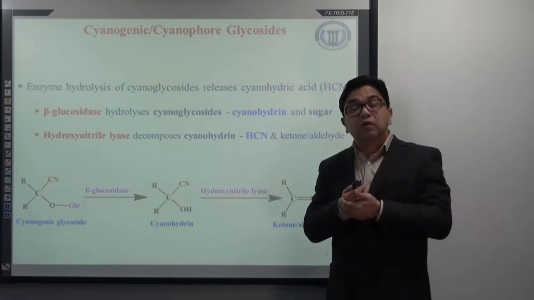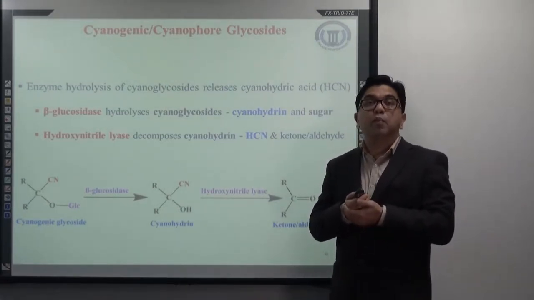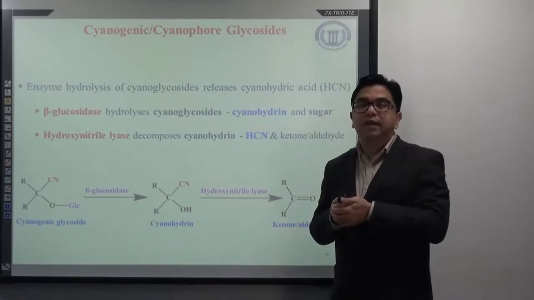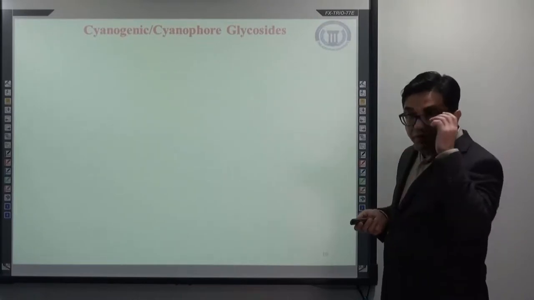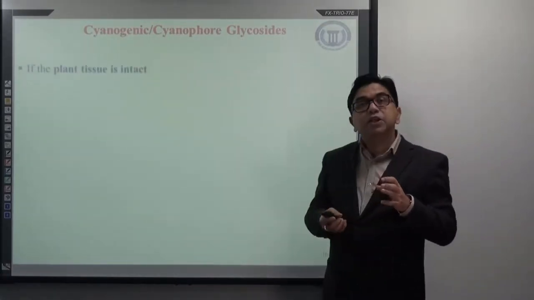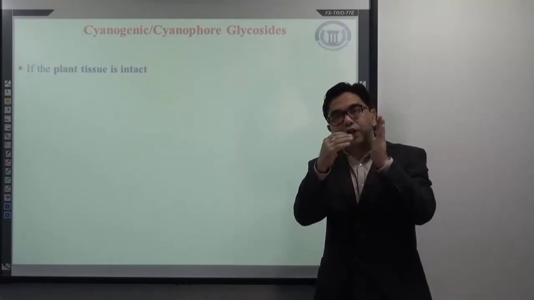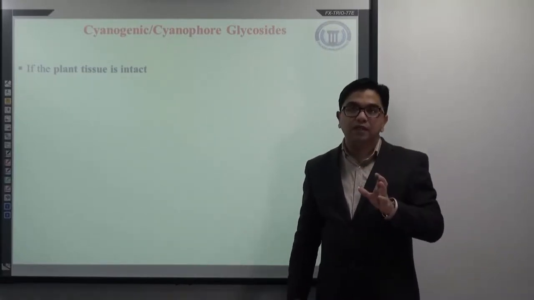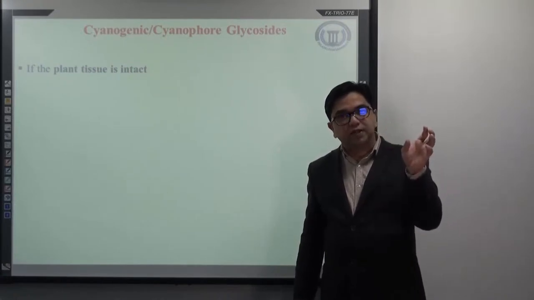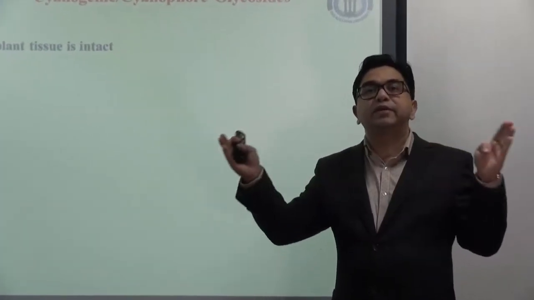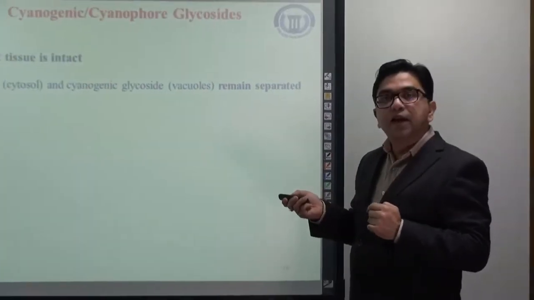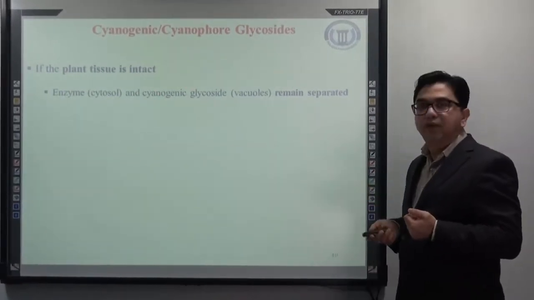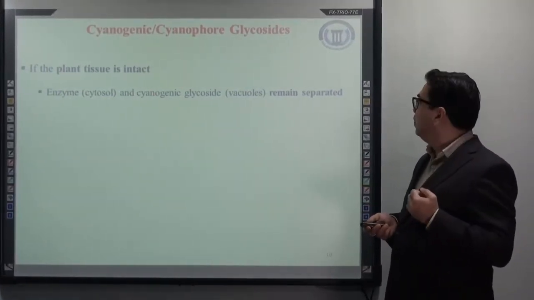Now the question is, what are the conditions when the plant uses this reaction to release HCN? You have to remember, when the plant tissue is intact, that means when there is no damage to the plant tissue, the plant will not cause the hydrolysis of cyanogenic glycosides. Or in other words, the cyanogenic glycosides and the enzymes will remain separated from each other. These enzymes are mainly present in the cytosol, whereas the cyanogenic glycosides are present in the vacuoles of the plant.